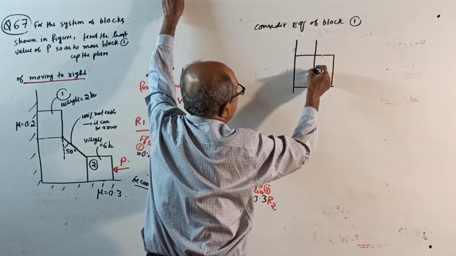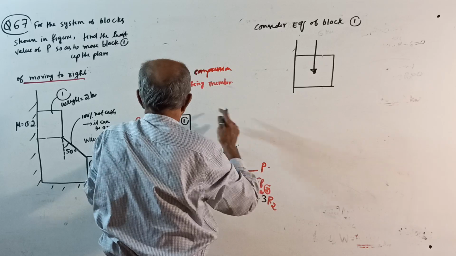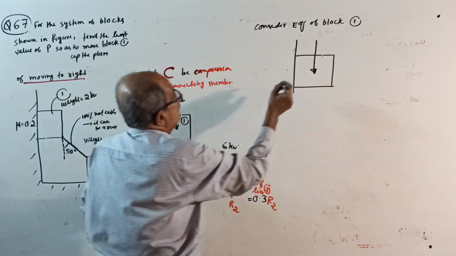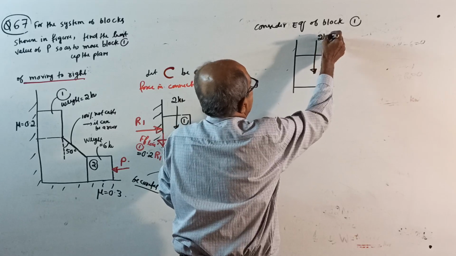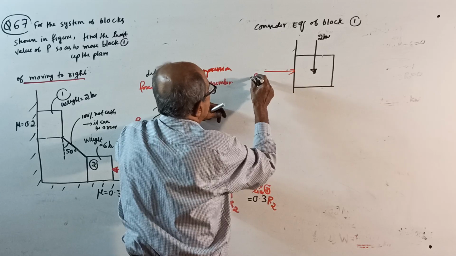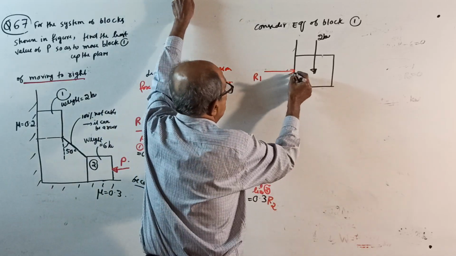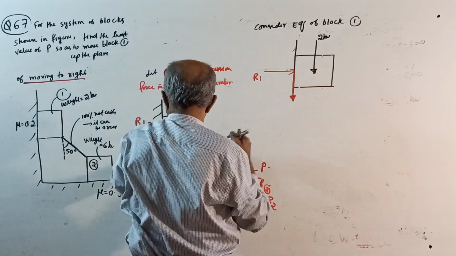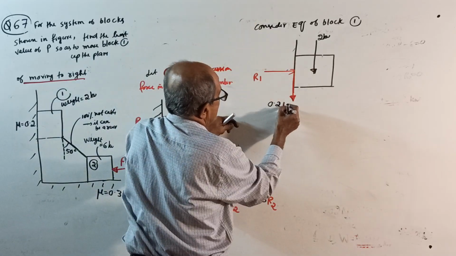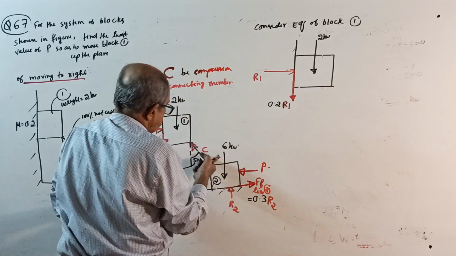There is a weight here acting down. Not W, how much is it? 2 kilonewton, given in the question. A weight of 2 kilonewton here, and then a normal reaction R1 here. A friction force down of 0.2 R1, and a compression force C here.